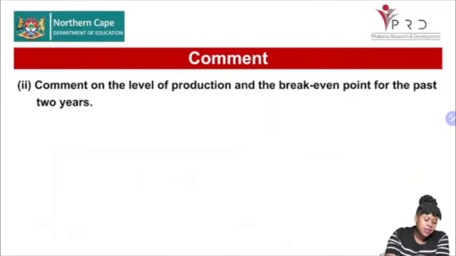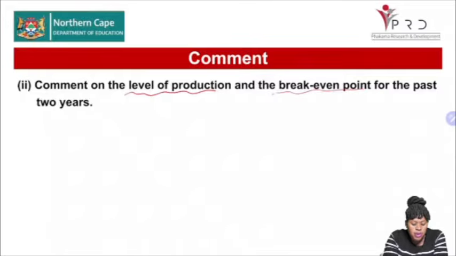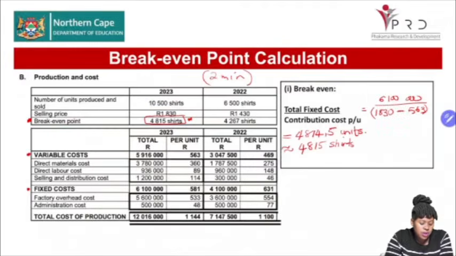So the next question says, comment on the level of production and the break-even point for the past 2 years. So I'm going to only give you 2 minutes as well to quickly attempt this question, okay? So let me quickly just go back to the information so that you're able to see the information. And what are you looking at? You're looking at the break-even point with the level of production, okay, for the past 2 years. See you in 2 minutes.